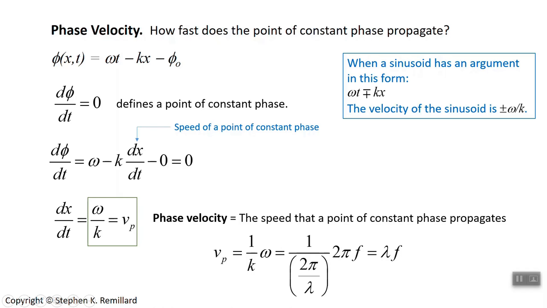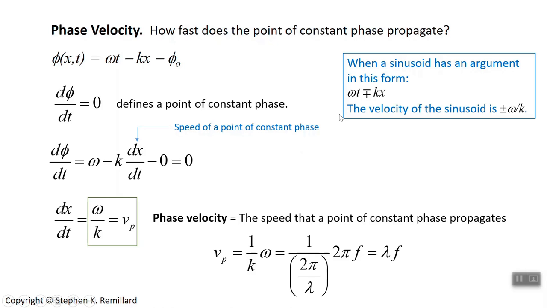Remember, we had this expression in general physics that the speed of light is the wavelength times the frequency. Evidently, the speed of light is the phase velocity of light. c is the phase velocity of light in vacuum, 2.998 times 10 to the 8 meters per second.